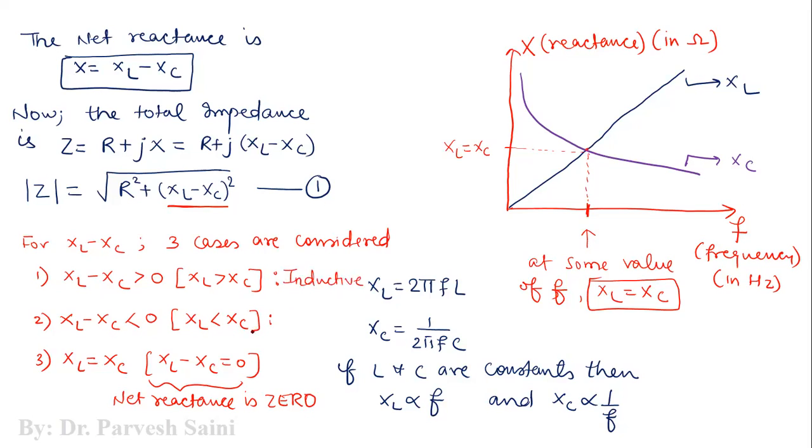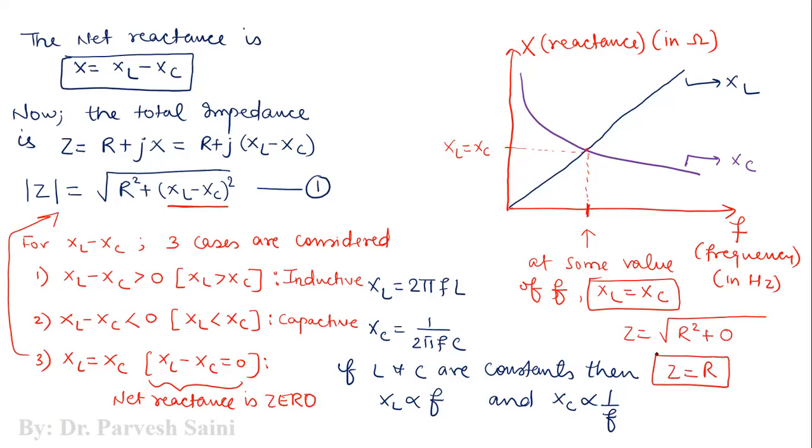If XL is less than XC, then your circuit will behave as a capacitive circuit. Now, if XL is equal to XC, let us see what happens. If you put this condition in equation number 1, you will get Z is equal to under root R square plus 0, or Z is equal to R. So that means your circuit is behaving as a resistive circuit.